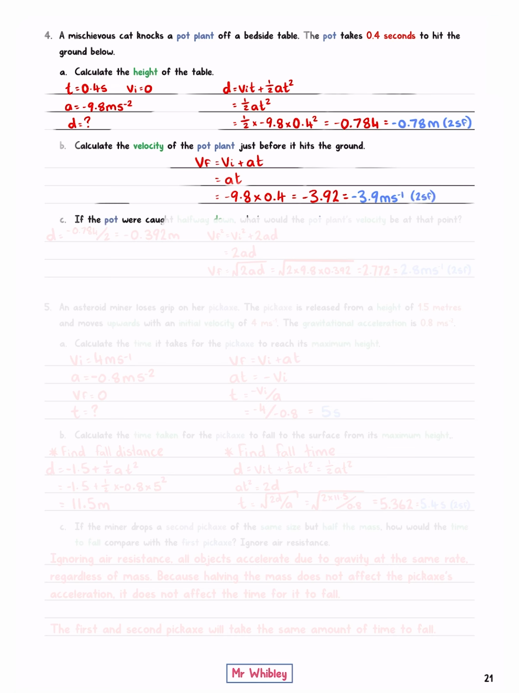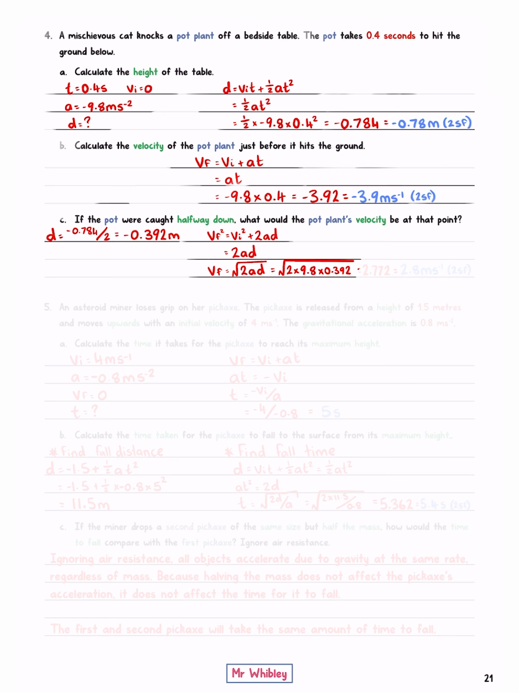If the pot were caught halfway down, what would the pot plant's velocity be at that point? Halfway down is half of our distance, which is negative 0.392 meters. We can use this equation here to find our final velocity. Vi is 0, so this becomes 2ad. Square rooting both sides to solve, putting in our numbers, gives me 2.772 or 2.8 meters per second to two significant figures.